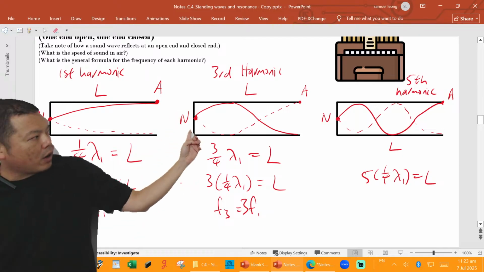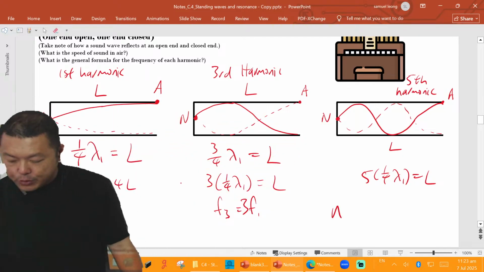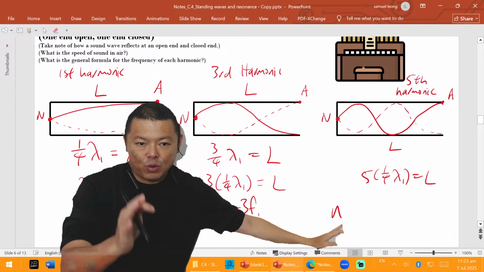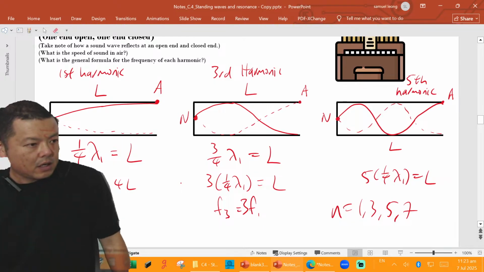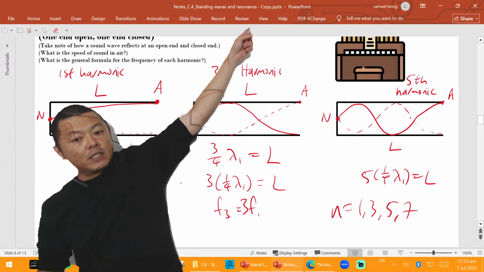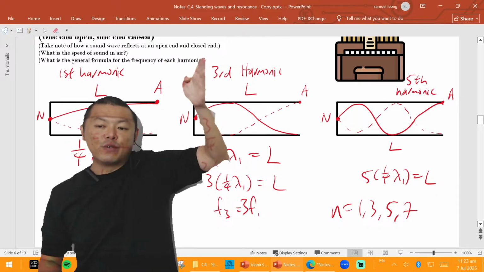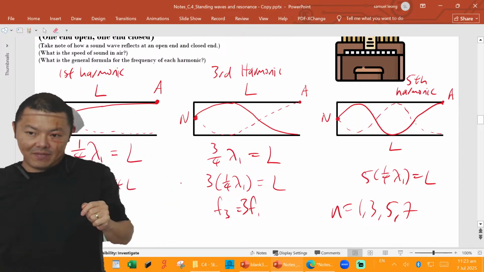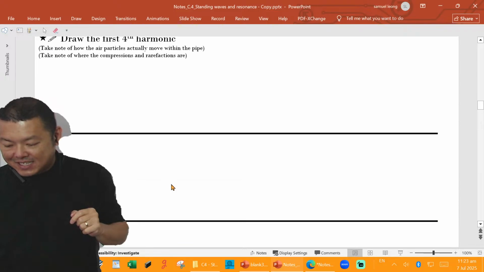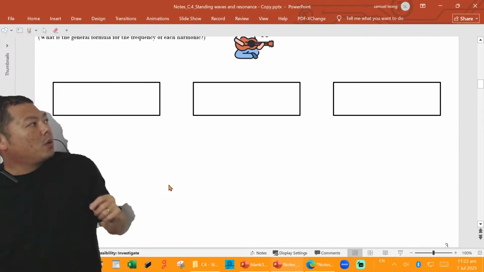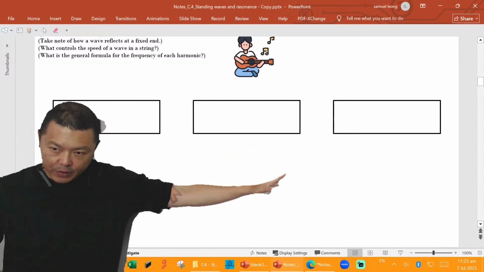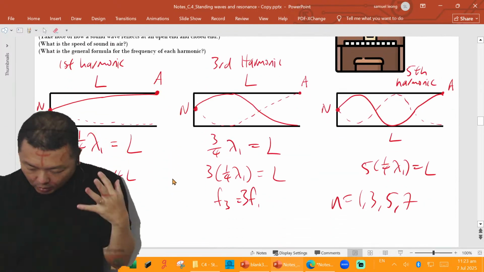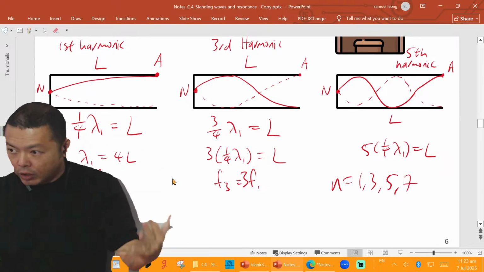So when you get one end closed, one end open, the n value must only be odd numbers. That means only 1, 3, 5, 7. If it was both ends open or both ends closed, then the n value is 1, 2, 3, 4, 5, integer values. But when it's one end closed, one end open, the n value must be odd.